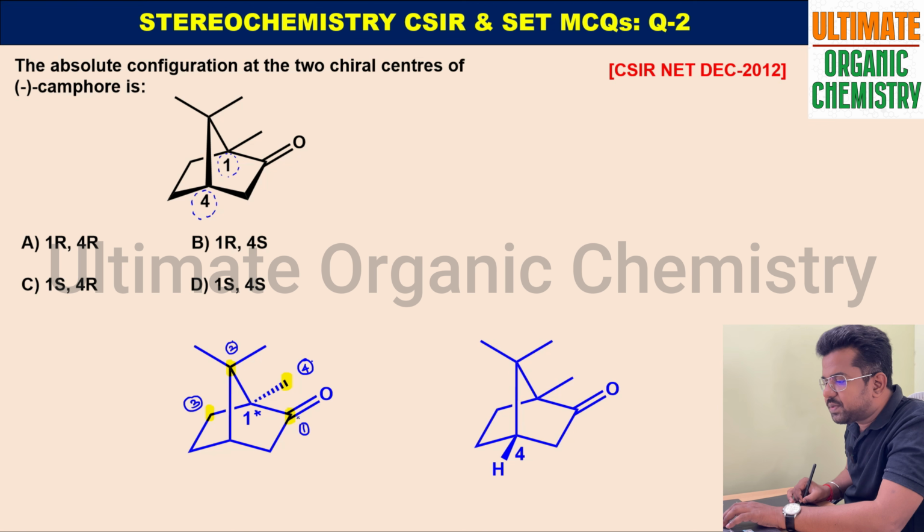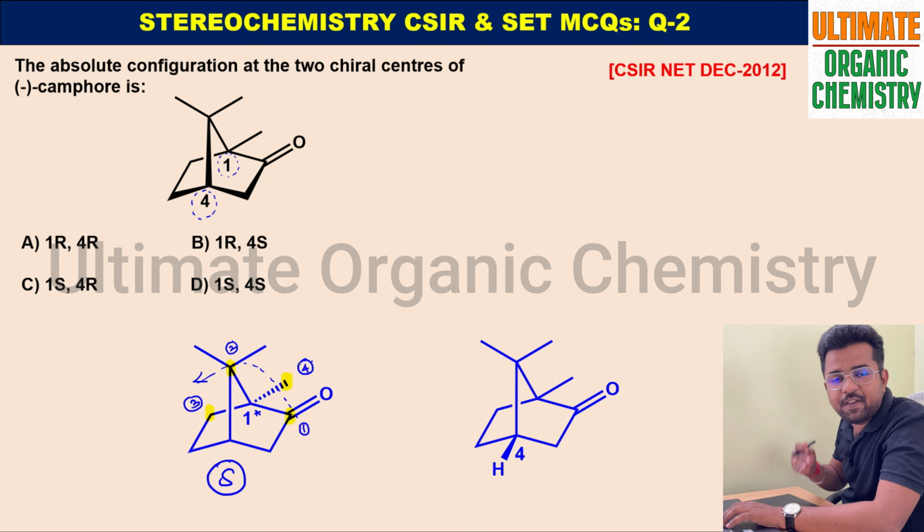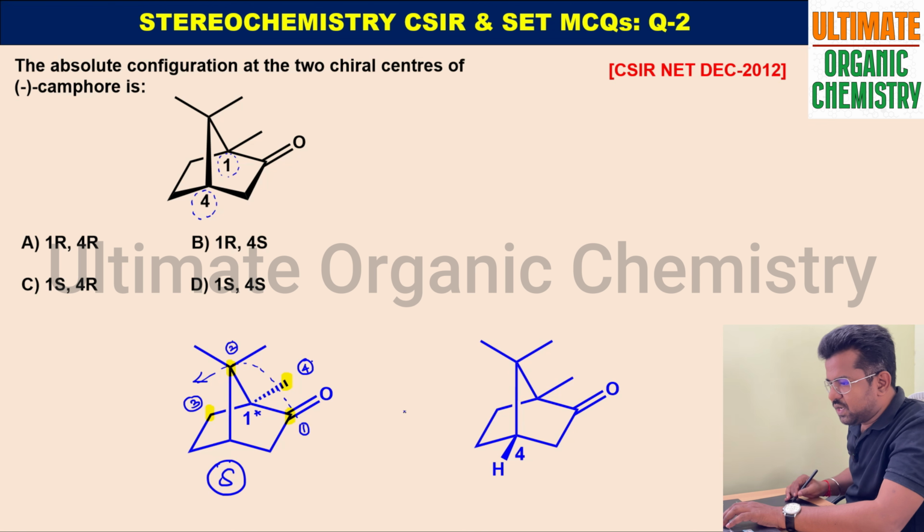Now the 1, 2, 3 groups are arranged in anti-clockwise direction. Anti-clockwise direction means the configuration is S, because the least priority methyl group is facing away from us. So whenever the least priority group is facing away from us, you need not change the configuration. Suppose the least priority atom or group is facing towards us, then you need to give the opposite configuration. Right, so this first chiral center configuration is S.